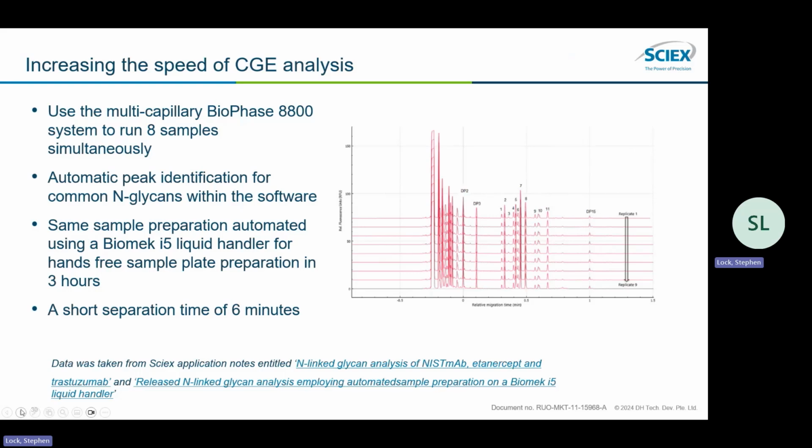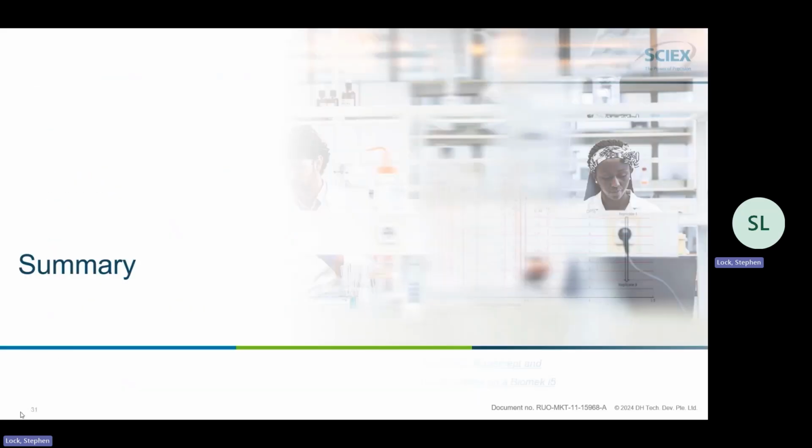So you run 8 samples with a separation time of 6 minutes. So really it's a couple of minutes per sample now with CE, compared to the fastest you could run, which is maybe 10-15 minutes per sample on HILIC.